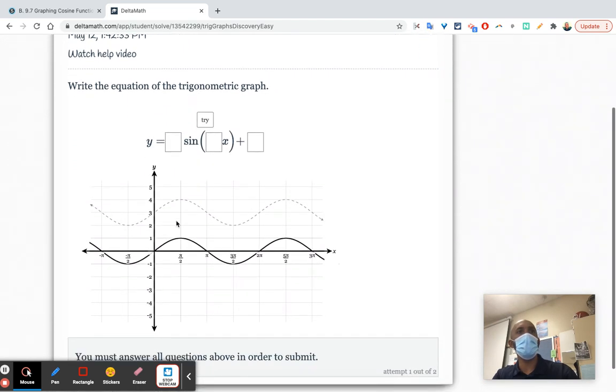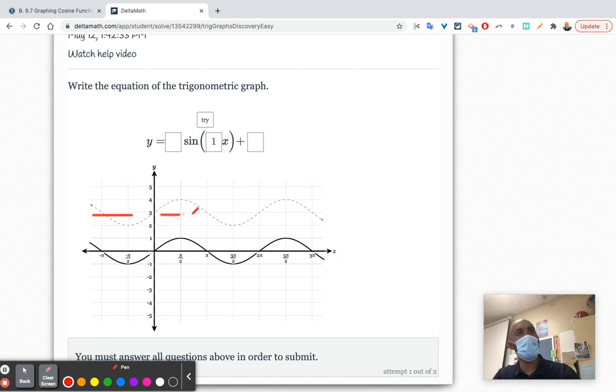All right, so here's a sine wave. Remember, I'm going to put a 1 in there. All right, and now first of all, I want to shift it up to here. And so we're shifting it up to this midline here of 3.